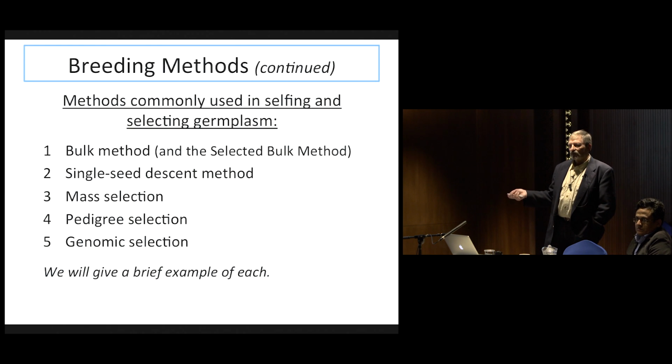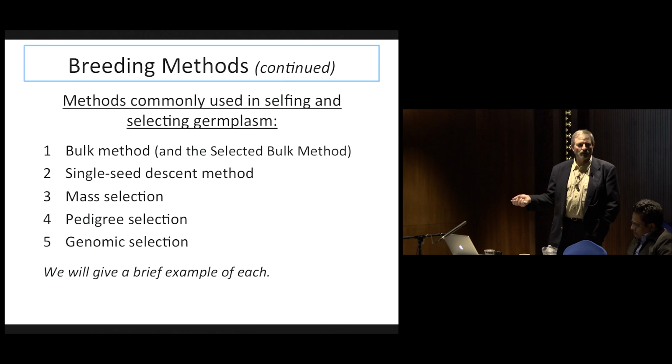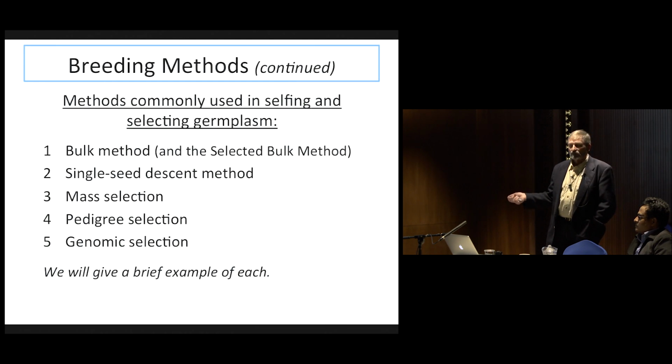Yeah, for the mapping populations, that'd be a good use of single seed descent. Mass selection, pedigreed selection, genomic selection. Who's practicing genomic selection in here? Anybody? It's all the rage.